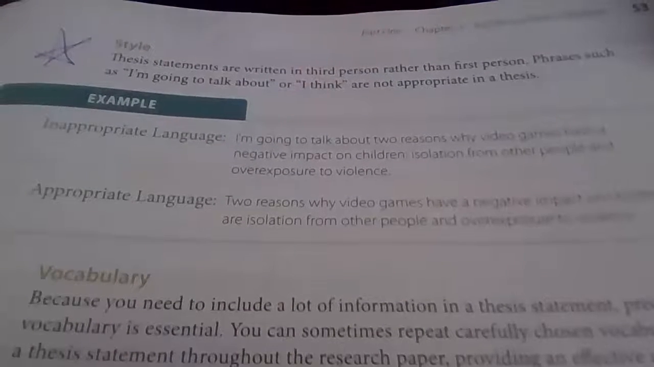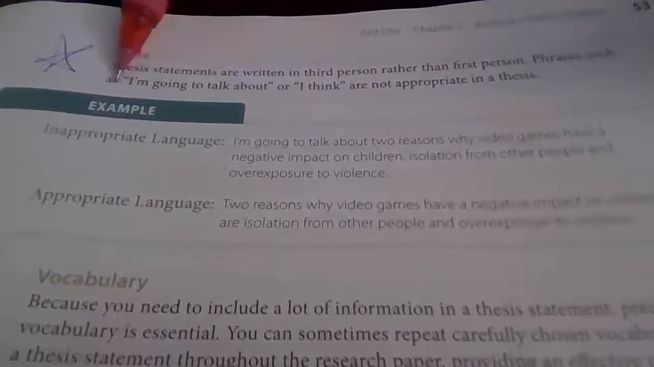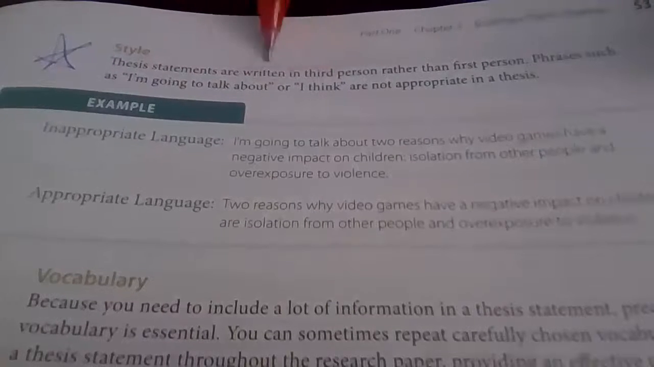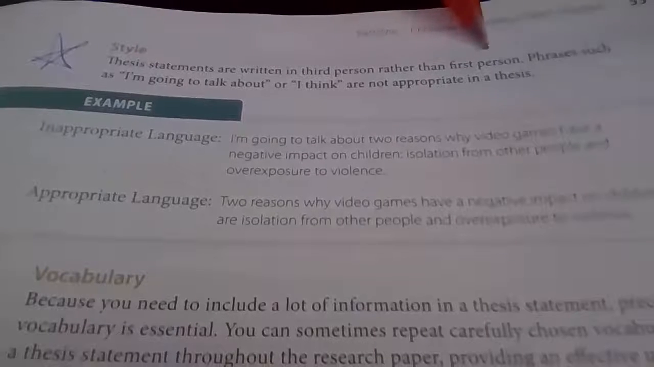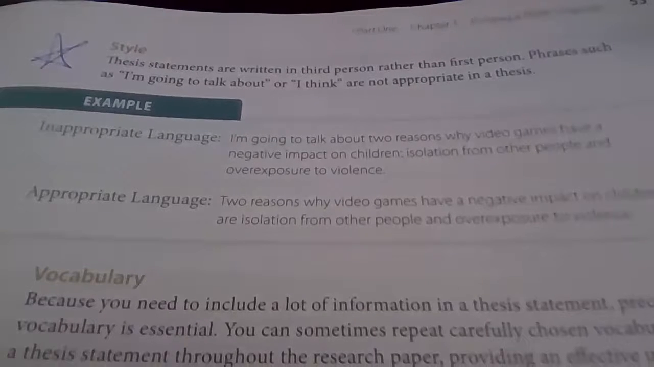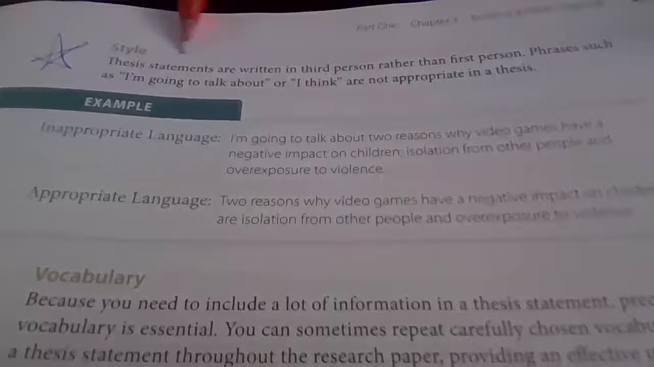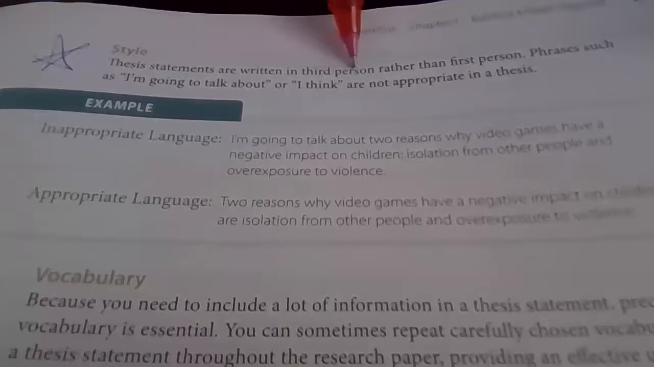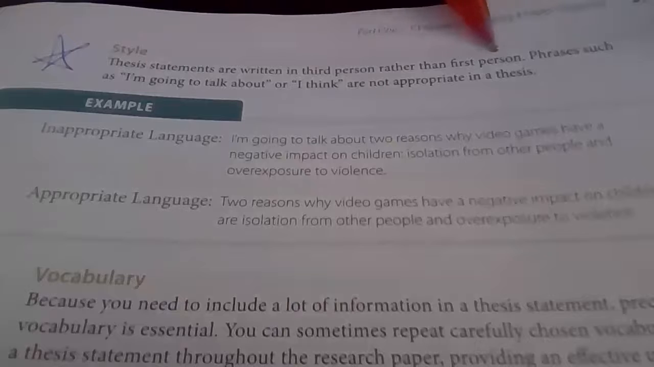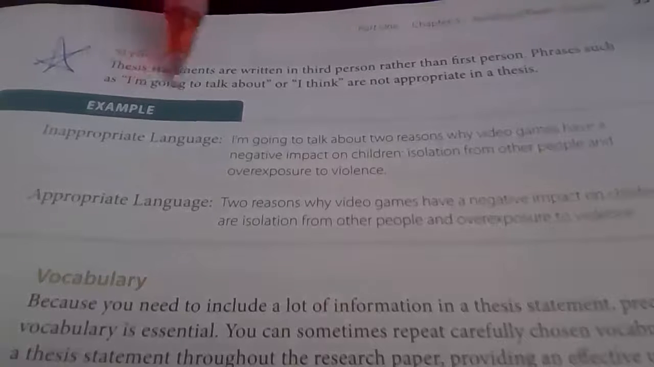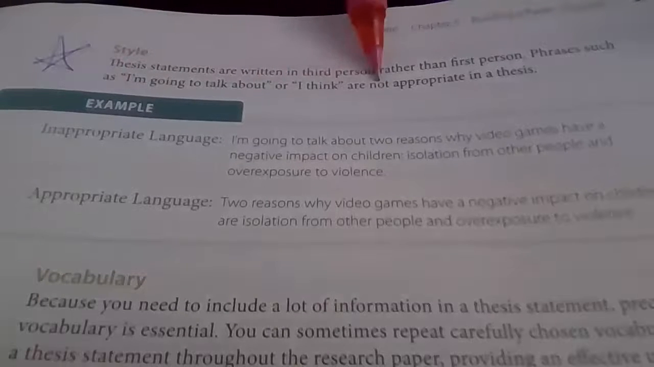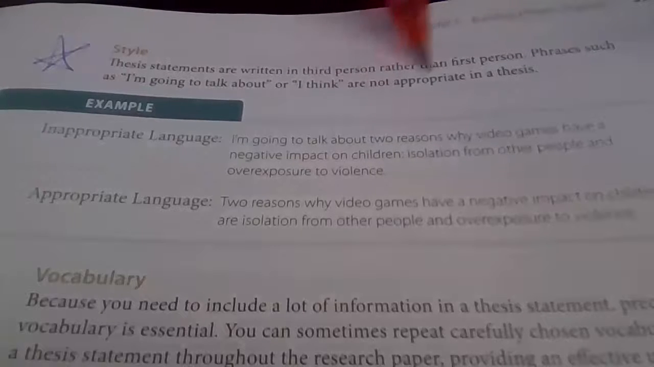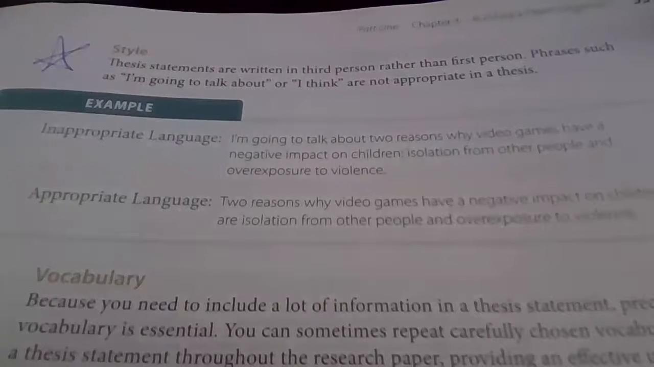Right here. I still sometimes see this, like, I'm going to talk about in this paper, I'm going to discuss, I think. Again, we've reminded a few times now, we don't want that kind of language in academic writing. Style. Thesis statements are written in 3rd person rather than 1st person. Phrases such as I'm going to talk about or I think are not appropriate in a thesis. They're also not appropriate in the rest of your essay.